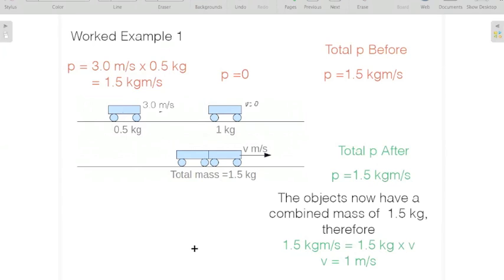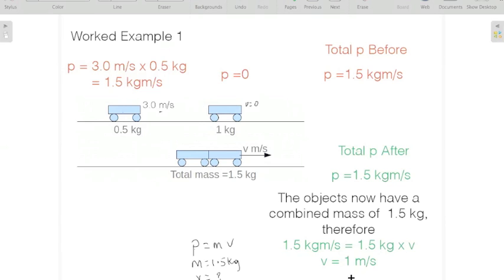And then what we have here, okay, I didn't write this. P is equal to M times V. Basically, M is the total mass, which is 1 plus 0.5. So M is 1.5 kilograms, and the speed is something we don't know. So we just put into the equation that the total momentum before, which is this, 1.5, is equal to the momentum of the two trolleys after, which is 1.5 kilograms, the mass, times the unknown speed. When we solve for V, we get that V is equal to 1 meter per second.